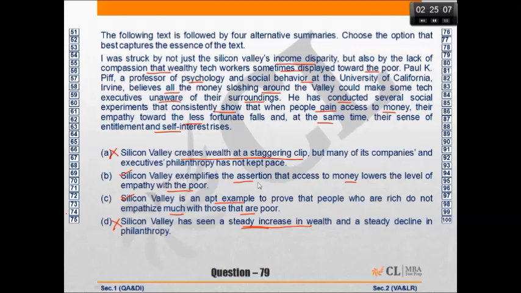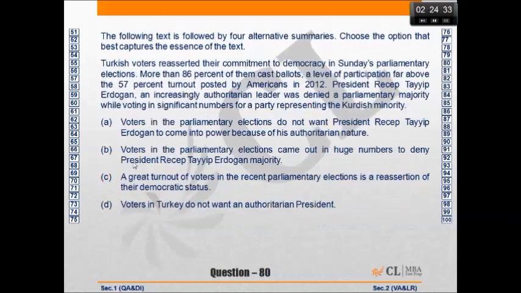Silicon Valley exemplifies the assertion that access to money lowers the level of empathy with the poor. Is an apt example to prove that people who are rich do not empathize much with those who are poor. I think it is talking, let me just go through it. Yeah, he has conducted experiments that consistently show that when people gain access to money, their empathy falls. Okay. It lowers the level. It is talking about falls, so it lowers the level. Do not empathize, this cannot be the answer. It's talking about lowering of the level with increases in wealth. So choice B becomes the answer.